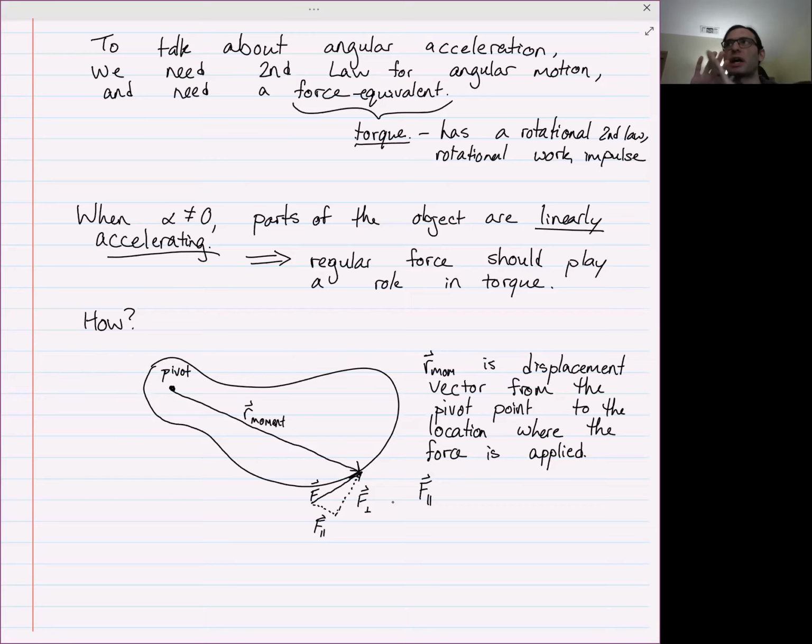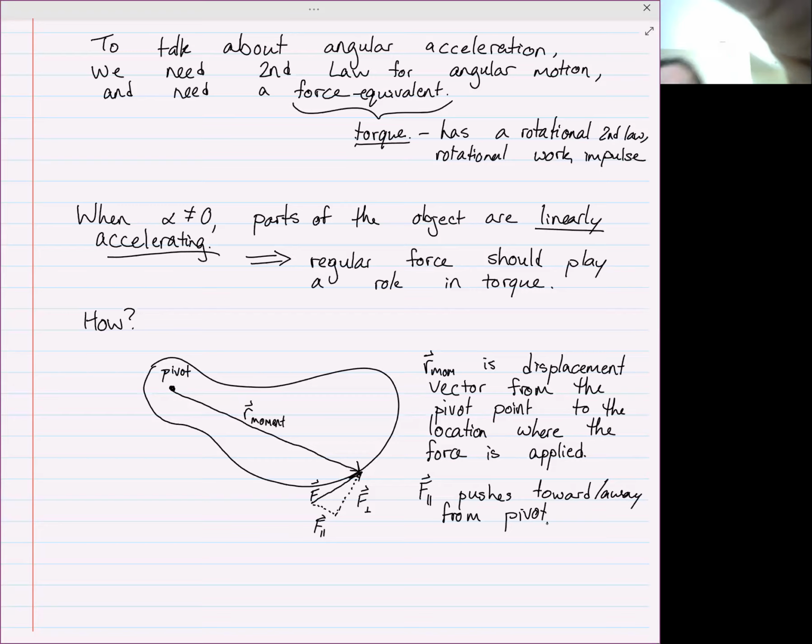One way to think of it would be like if you have a door, it'd be like pushing parallel to the direction of the door. It doesn't cause rotation of the door about its hinges. So all this does is push towards or away from the pivot.